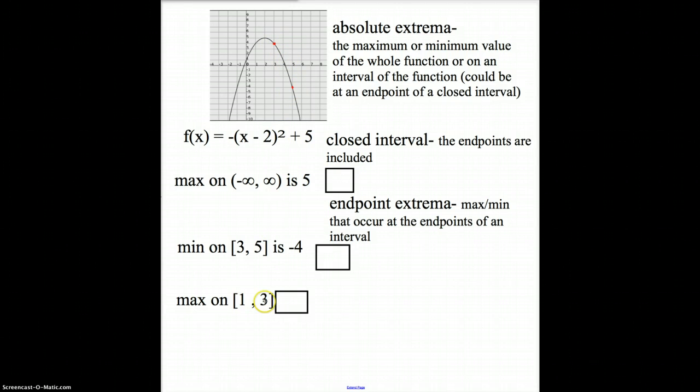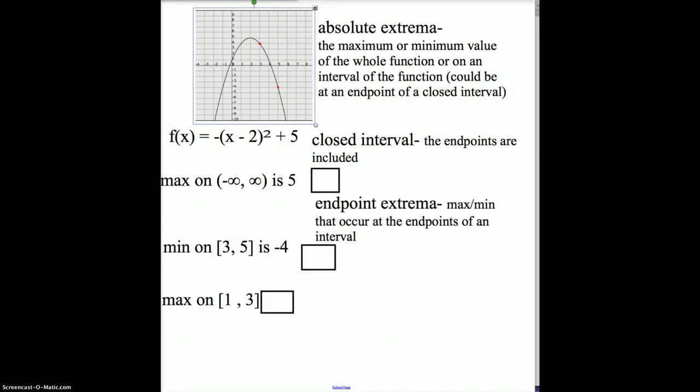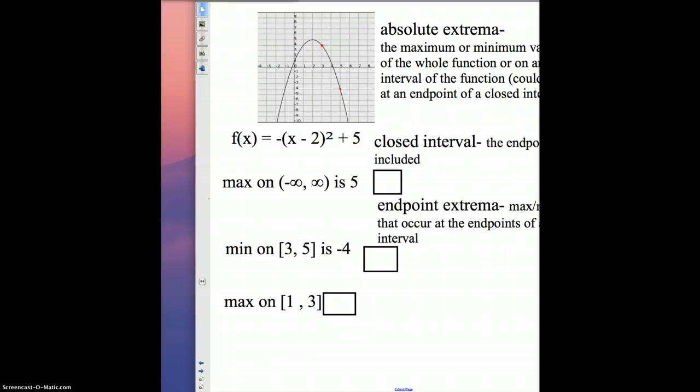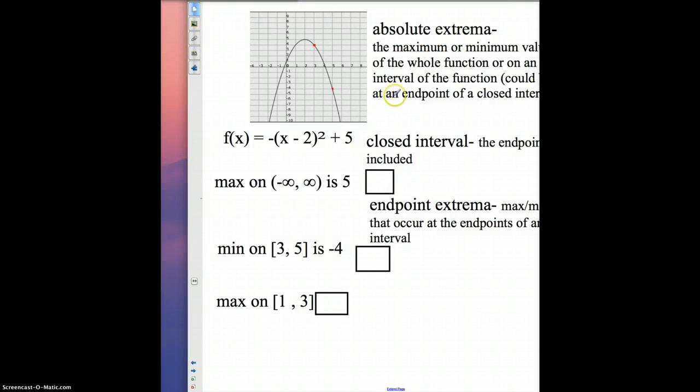How about the closed interval from 1 to 3, including the endpoints? Here's 1, and here's 3. In between there, these two are minimum values, but I'm looking for the max. So the maximum value is the y value of 5. If I asked you for the minimum on the interval from 1 to 3, we'd have 2 of them, and they'd be this value 4 for these two endpoints.